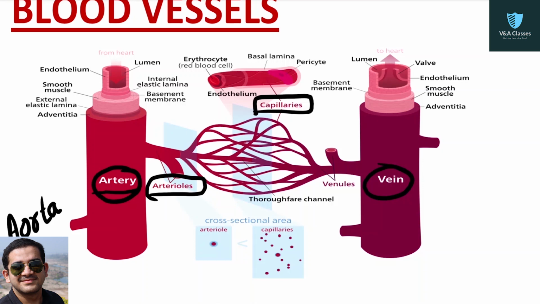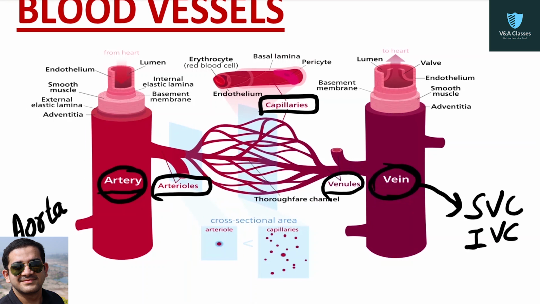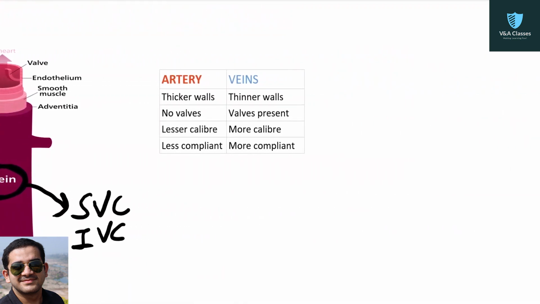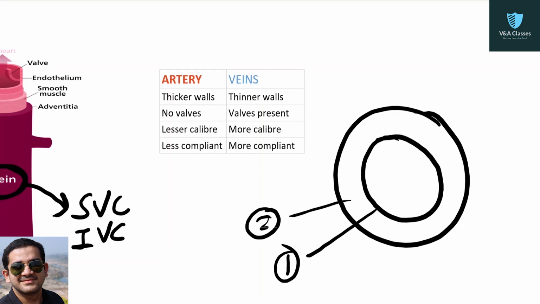Then these capillaries will unite to form venules. These venules will unite to form veins, and all the body veins ultimately drain into superior vena cava and inferior vena cava. Okay. Now let's see the structural difference between these blood vessels. First, let's look at the overall structure. Suppose this is a blood vessel. You can divide it into three parts. This is the first layer, this is the second layer, and this is the third or the outermost layer.